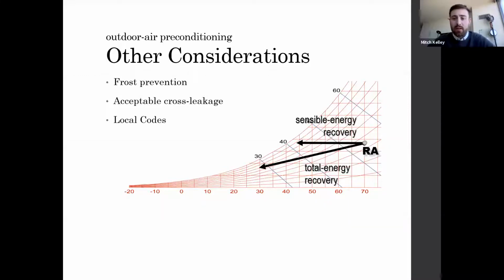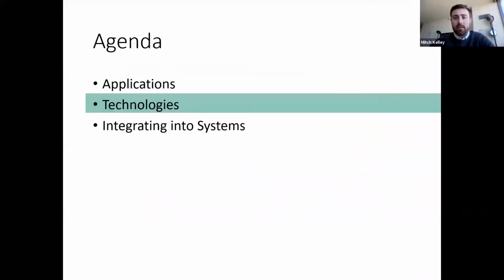One last thing, current IACC code and 90.1 require a minimum of 50% effectiveness of a recovery device. So you need to be careful when using sensible only runaround coils or heat pipes that may be under this threshold. Now that we have a basic understanding of how air-to-air energy recovery is used, let's examine the available technology choices, their performance, advantages, and limitations.